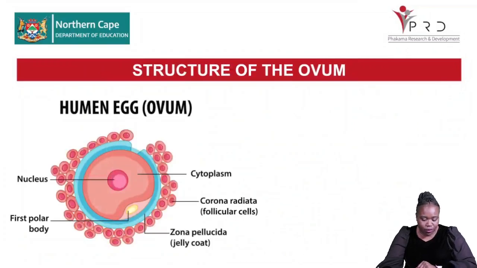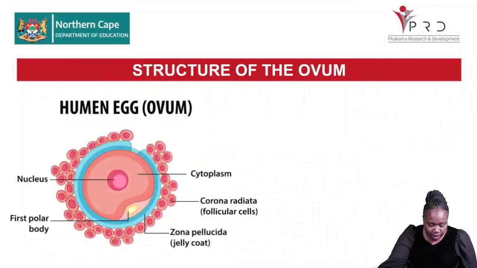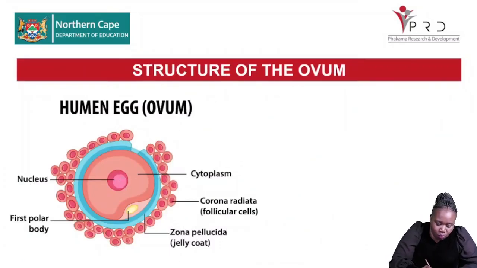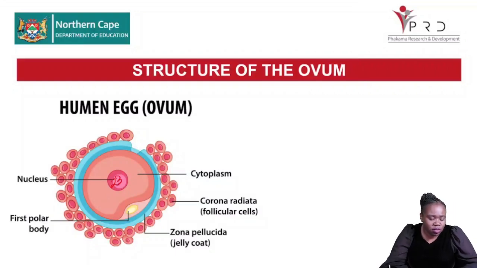Right, so let's have a look at the structure of the ovum over here. In the center, it contains a nucleus. It also contains the cytoplasm. Because it has been produced by meiosis, it means that it contains 23 chromosomes, just like the sperm cell, which is why at the end of the day, during fertilization, it is going to be 23 chromosomes from the ovum and 23 chromosomes from the sperm cell, giving us 46 chromosomes.